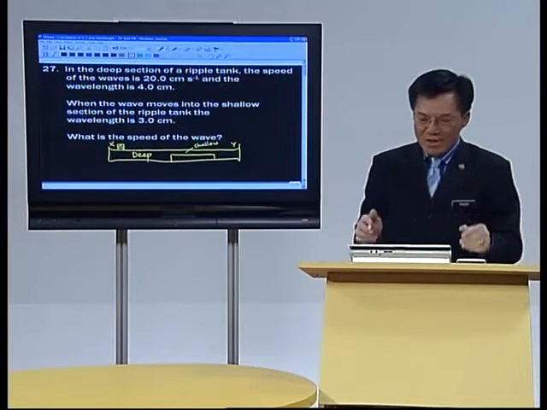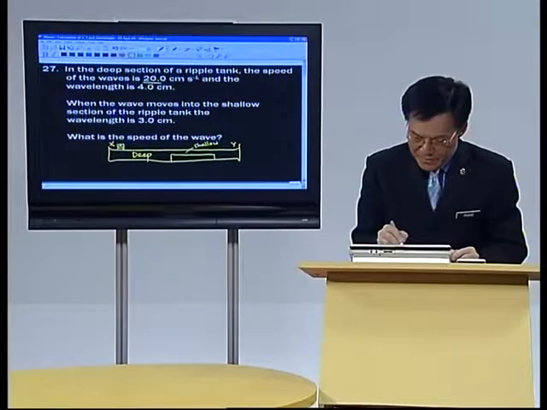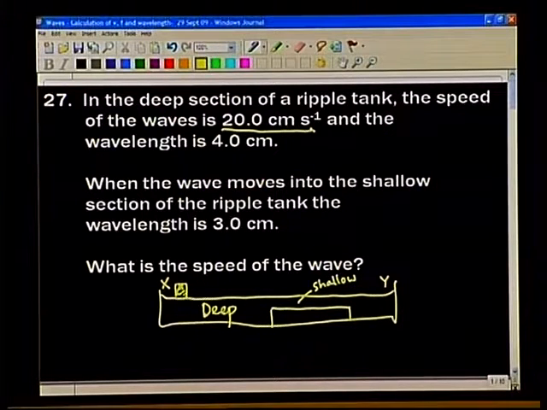Now let's take a look at the values. 20 centimeters per second in the deep end. That is the speed of the waves. And the wavelength is 4 centimeters. When the wave moves into the shallow end of the ripple tank, the wavelength becomes 3 centimeters.